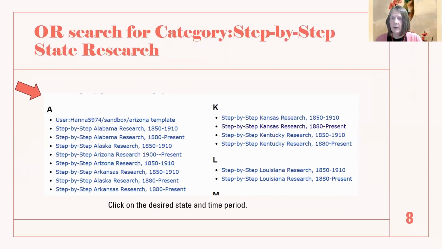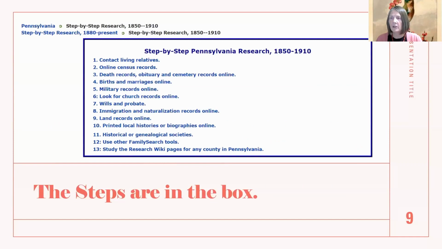The other way you can find this is by going to the category. On the Research Wiki, you can search by category and it will give you a list of everything in that category. So you can type category step-by-step state research and then click on whichever state you're looking for. Okay, now when you get to the step-by-step page by doing either of those things, you're going to see this box. And these are the steps, okay? Even if you never go down to the bottom of the page and get to the resources and things, this is a huge, wonderful resource because it gives you where to start. Where to start and then where to go after each different thing that you look for.